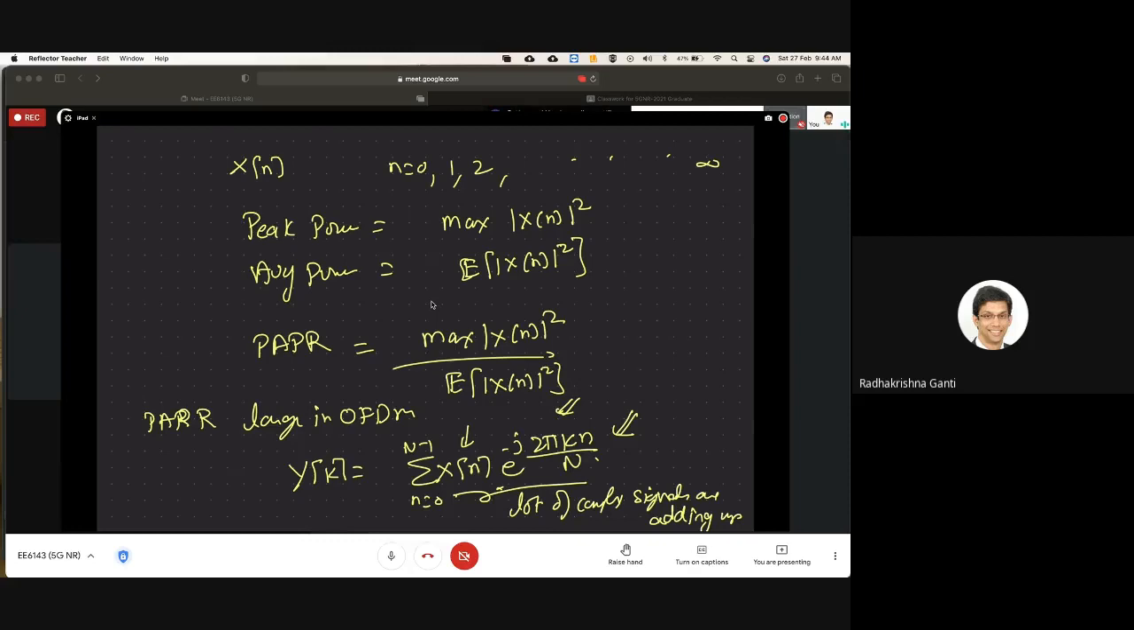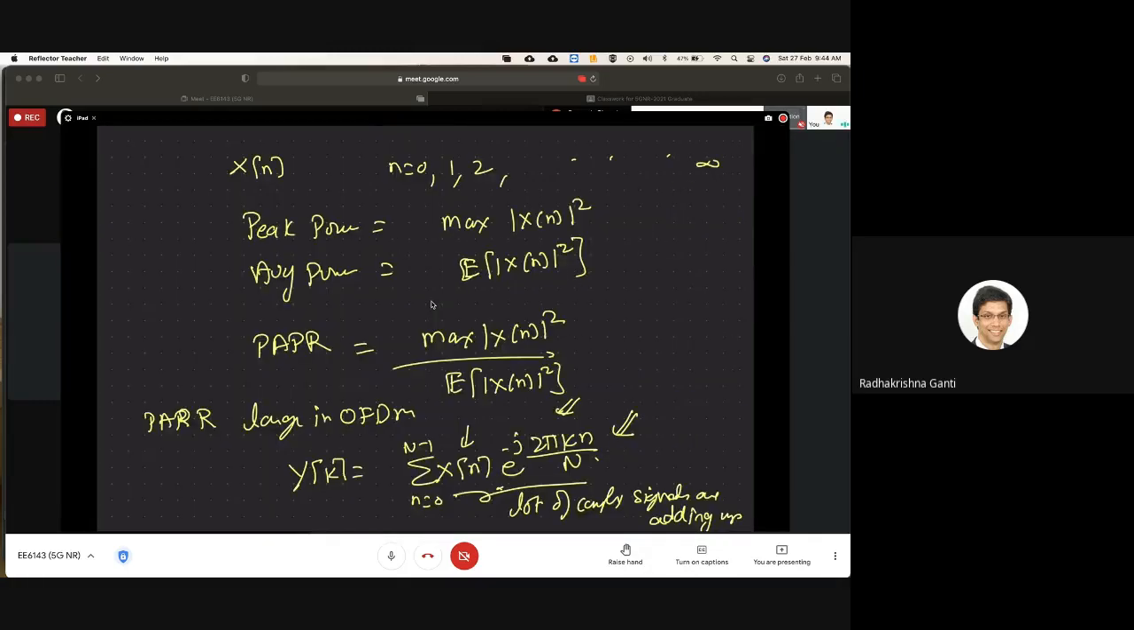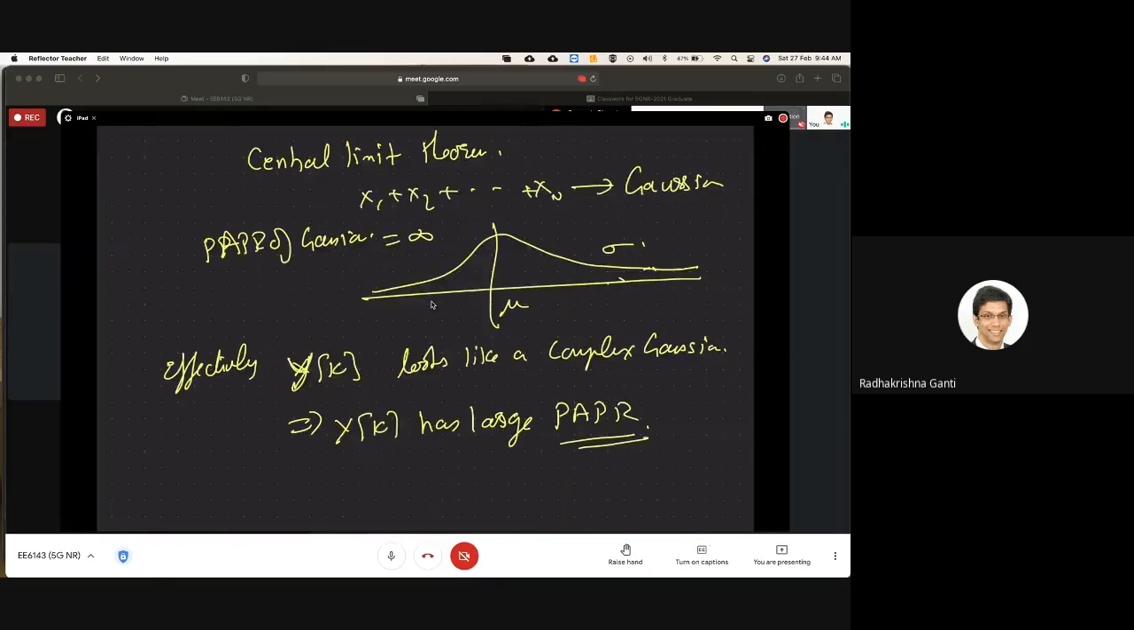Because the PAPR is large, and OFDM does not play well with non-linearities, you have to back off. So this is an issue. There are multiple ways of getting over it. I will not talk about that today. Those of you interested, we can have a separate session on PAPR alone.